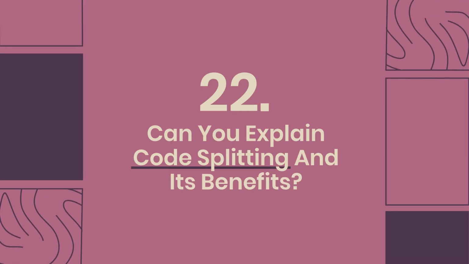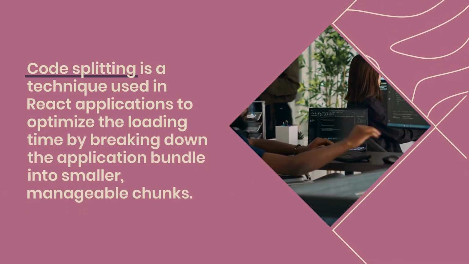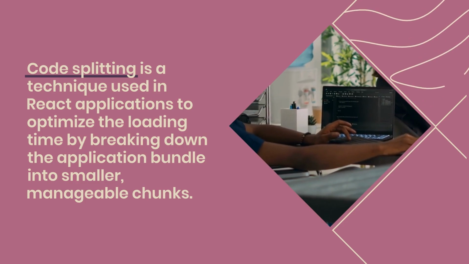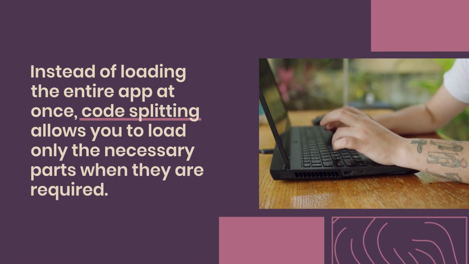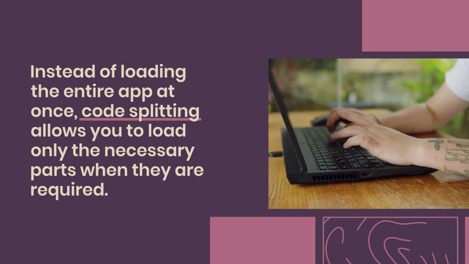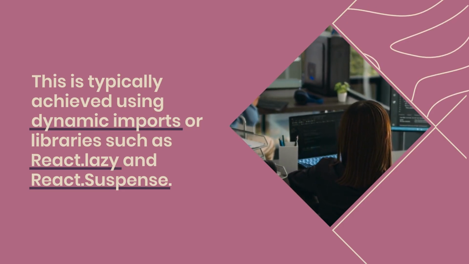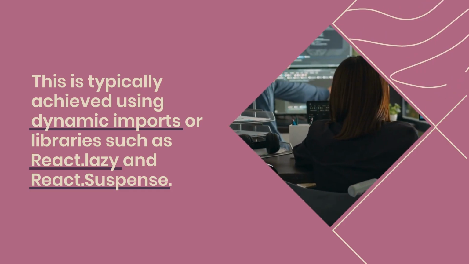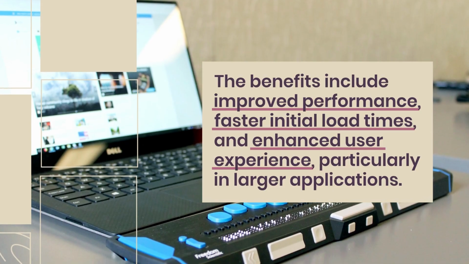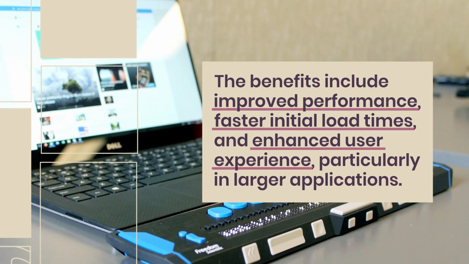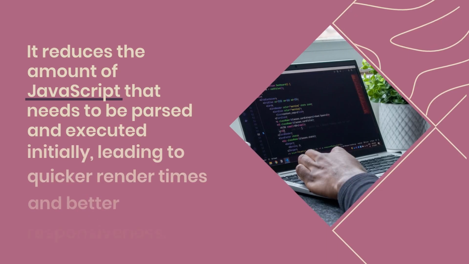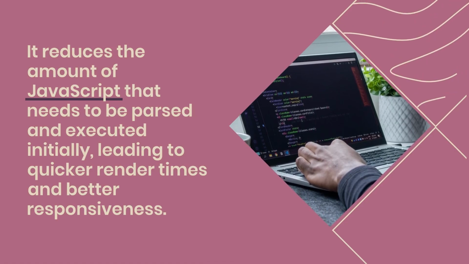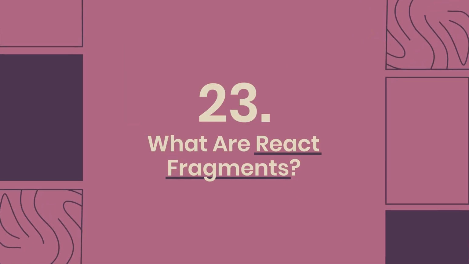22. Can you explain code splitting and its benefits? Code splitting is a technique used in React applications to optimize the loading time by breaking down the application bundle into smaller, manageable chunks. Instead of loading the entire app at once, code splitting allows you to load only the necessary parts when they are required. This is typically achieved using dynamic imports or libraries such as React.lazy and React.Suspense. The benefits include improved performance, faster initial load times, and enhanced user experience, particularly in larger applications. It reduces the amount of JavaScript that needs to be parsed and executed initially, leading to quicker render times and better responsiveness.